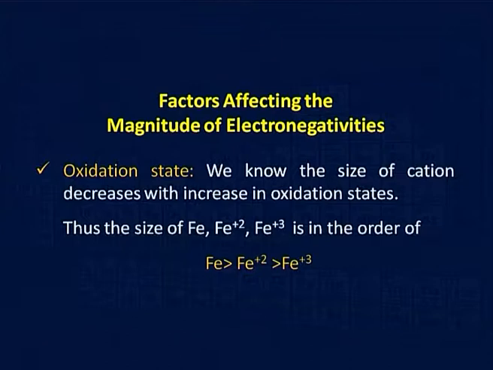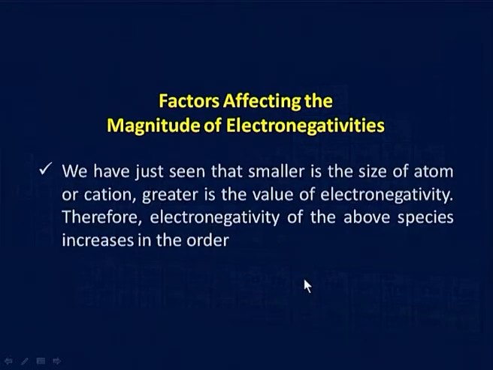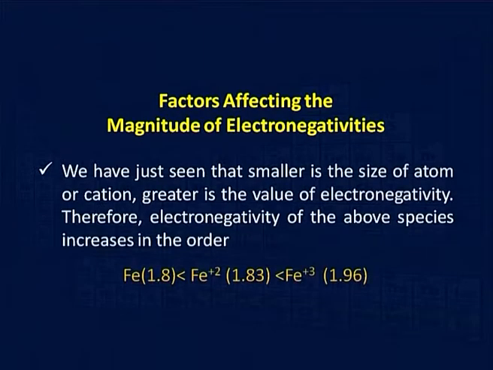So, the size decreases from Fe to Fe+2 and then to Fe+3. In this order the size of the ion is decreasing. We have just seen that the smaller the size of the atom or cation, the greater the value of electronegativity. Therefore, since the Fe+3 ion is the smallest in this series, Fe+3 has the highest value of electronegativity, then Fe+2, and Fe+2 in turn has a higher value of electronegativity than Fe.